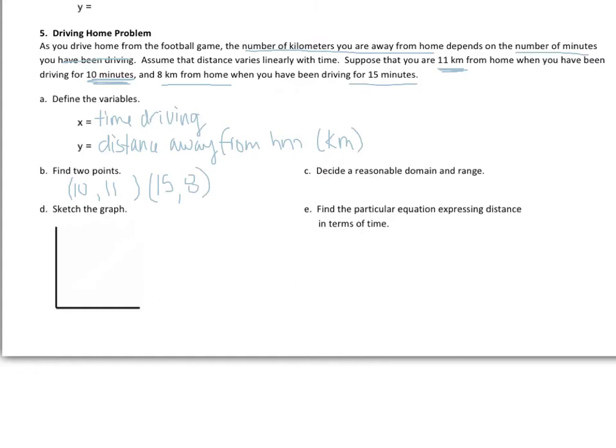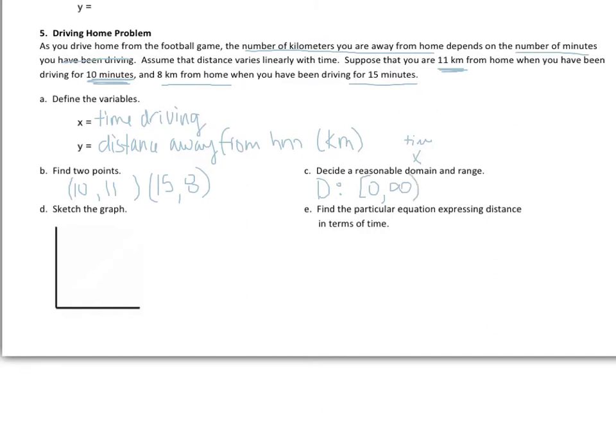Well, the domain is our X values, so we want to keep in mind that that is the time that we've been driving. And when you have time, you can't have any negative time. So where it's going to start is at 0. We're going to write it as an interval. So the domain can be from 0 to really infinity, because we could keep driving and driving forever.